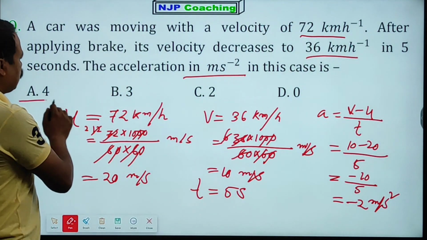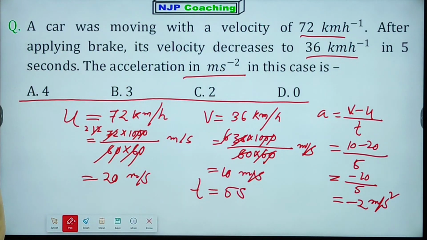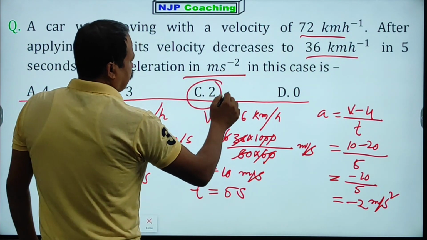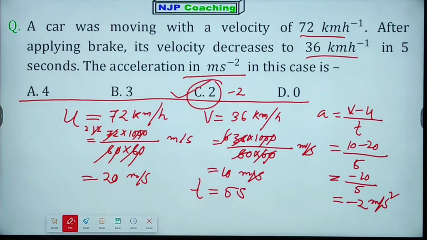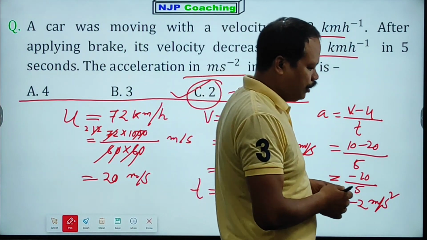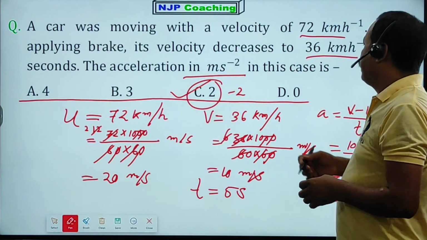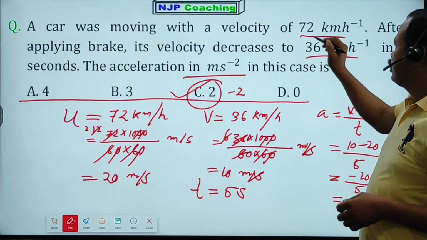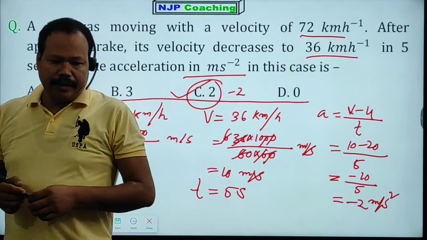Actually, the options are printed wrongly. So actually it should be minus 2. Option C, minus 2. By mistake I have typed this one wrongly. Actually in case of negative acceleration, if velocity decreases from 72 to 36, it should be negative, minus 2. Remember that. Minus 2.